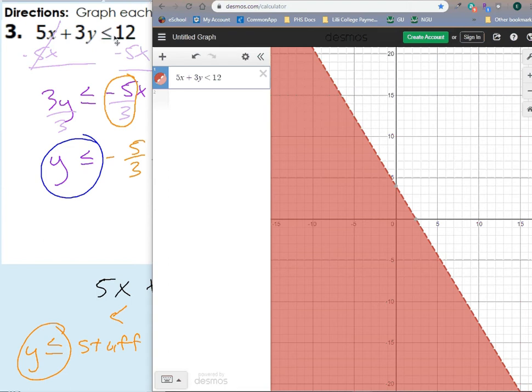region. But this is supposed to be less than or equal to. So what do you think I do here? You click the little equal sign. Ah, good. I do less than followed by an equal sign, and it knows to make that a less than or equal to. And look what it did to the boundary line. Makes it solid.